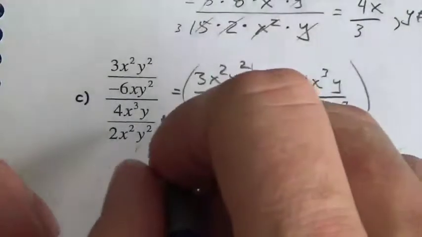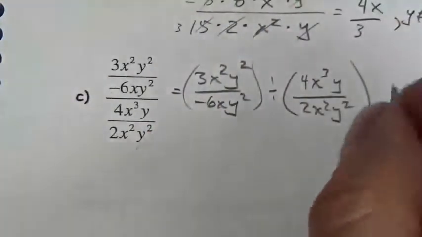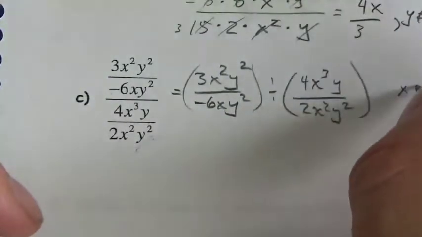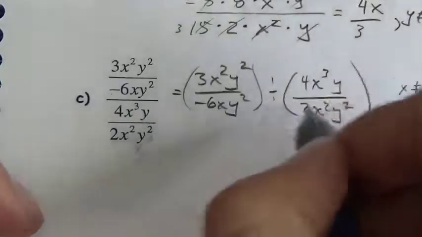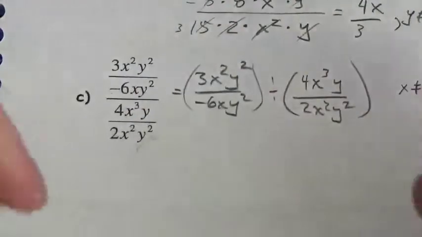So here we go. I'm going to start canceling in a second here, but just be aware here that I've got a couple of restrictions here. X can't be 0, neither can Y. Okay, because if X or Y goes to 0, the whole denominator goes to 0.